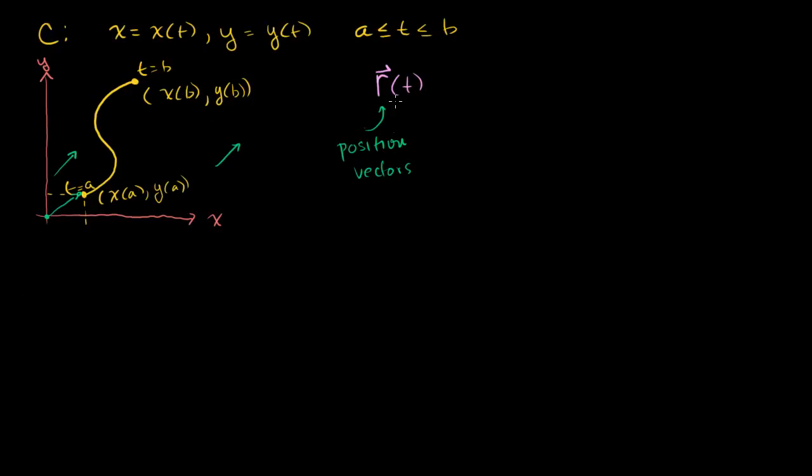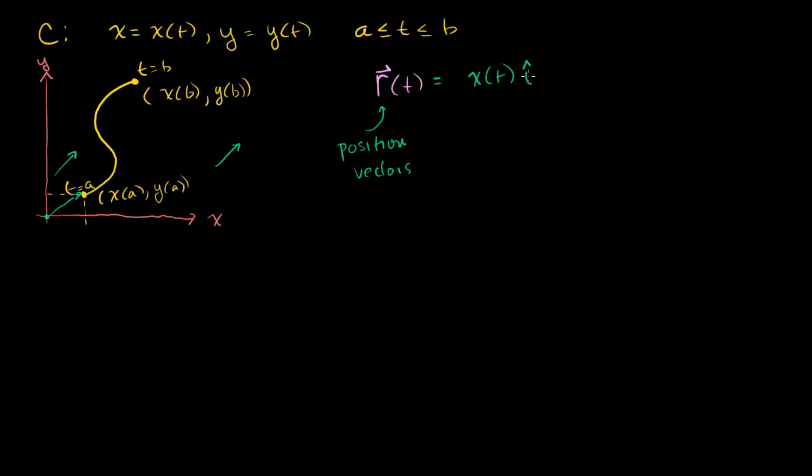So let's see if we can describe this curve as a position vector valued function. We can say r of t is equal to x of t times the unit vector in the x direction. The unit vector gets a little caret on top, a little hat. That's like the arrow for it.